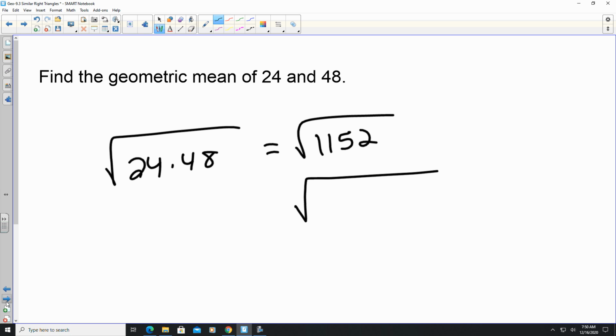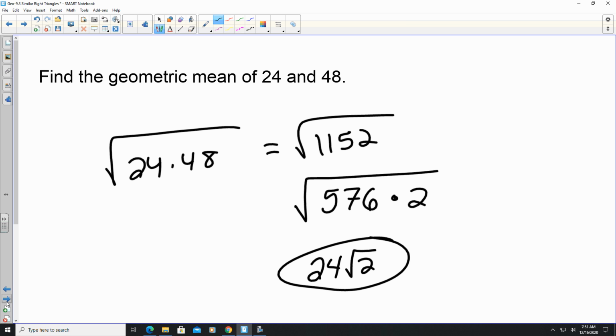If I took 1152 and divided by, okay, so I know that 576 is a perfect square number, and if I multiplied it by 2, I'd get 1152. If I took the square root of 576, I would get 24. So then my result is going to be 24 times the square root of 2.